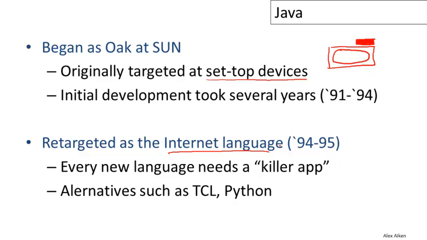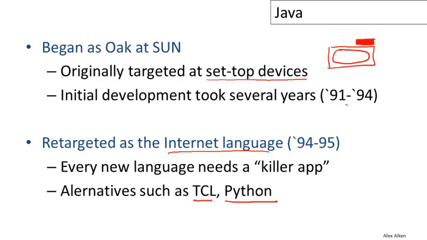And there were several candidates, actually. Besides Java, Tcl and Python were very serious candidates to become the internet programming language. And eventually, the backing that Sun gave to Java helped it to really gain a very, very strong presence on the internet.